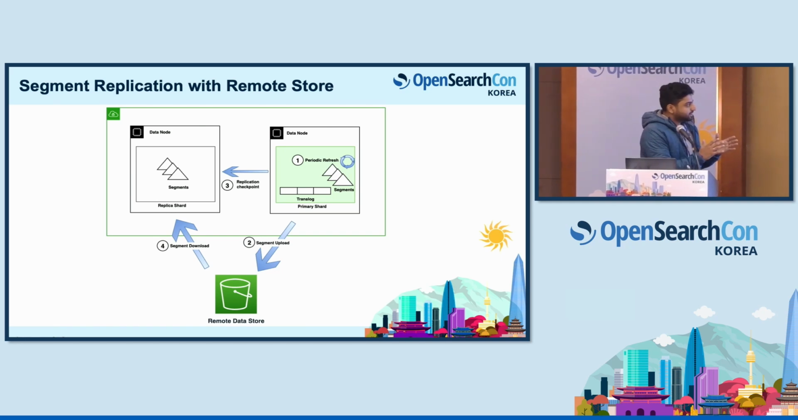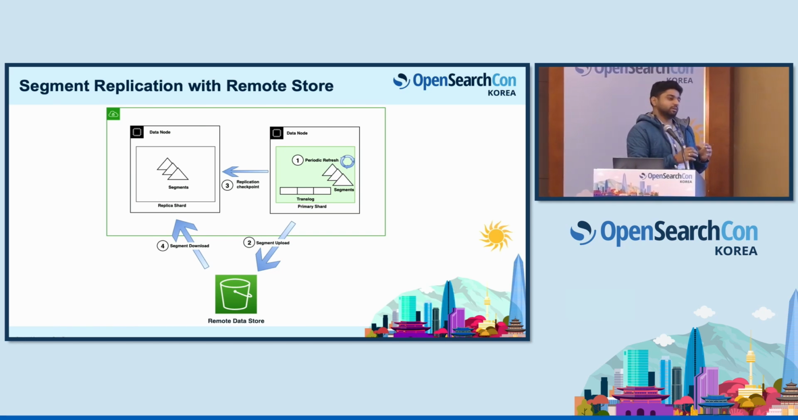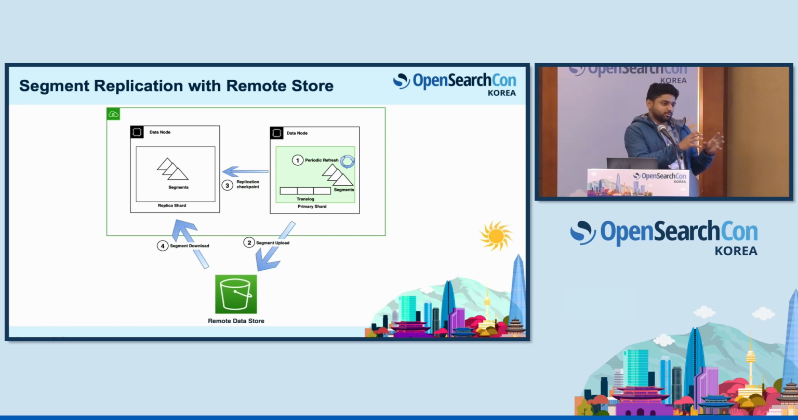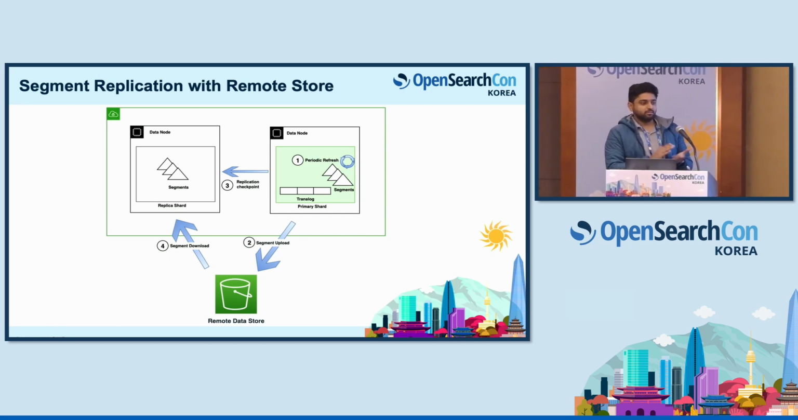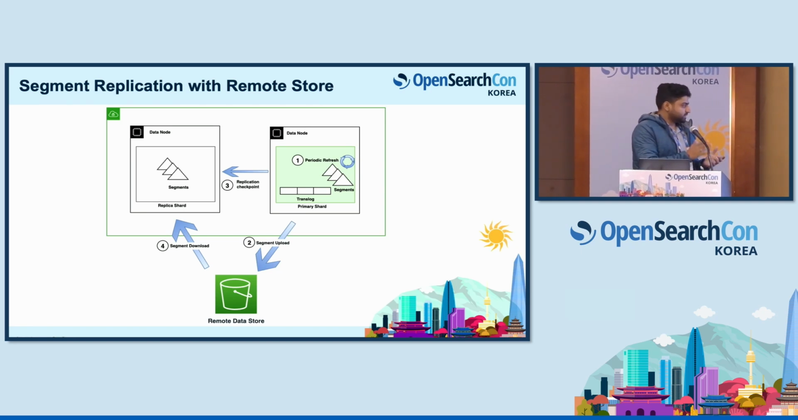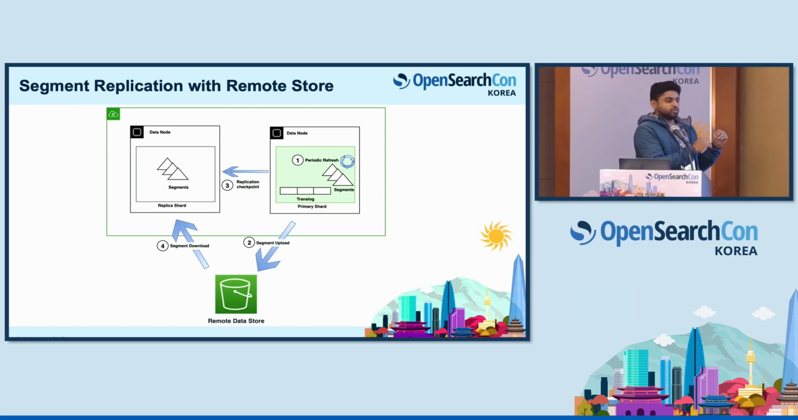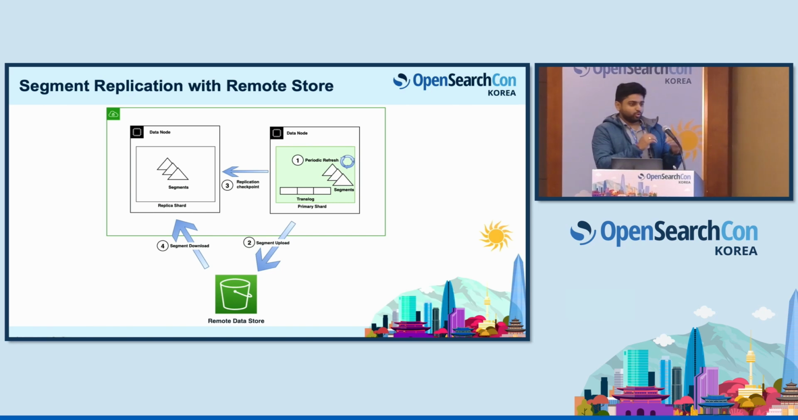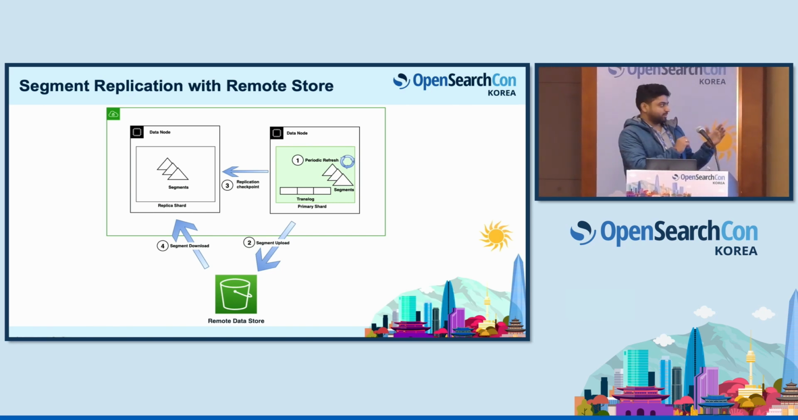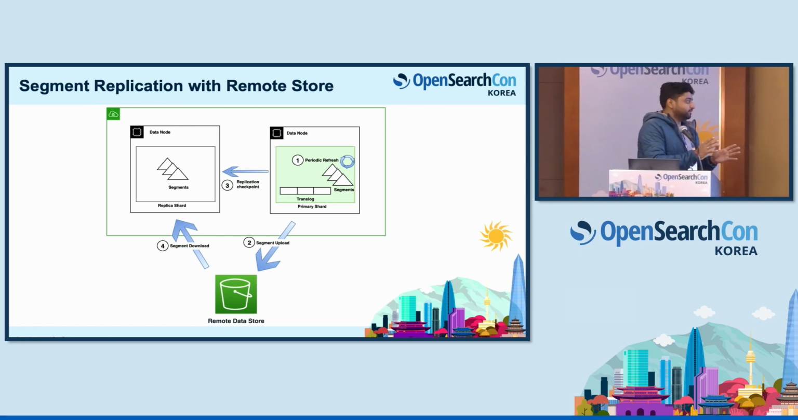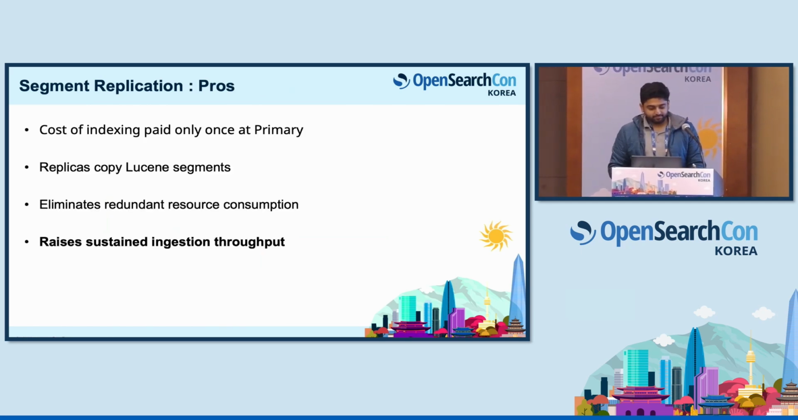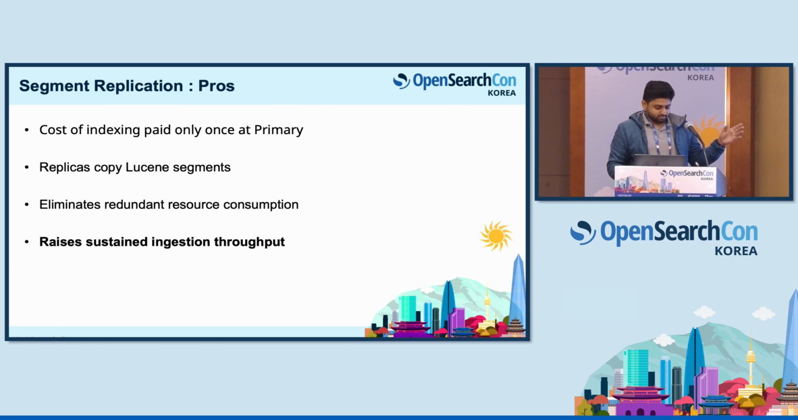What happens here is that the primary receives the indexing request, and it will create all the segments. Those segments will be sent to a remote store. A remote store could be any blob store, like Amazon S3, Google Cloud Storage, anything of your choosing. And replicas will connect to that remote store and download the segments. So there is no node-to-node communication now. Only the replication checkpoint information is sent from the primary to all the replicas, and the download of the actual segments happens from the remote store. Your primary is freed up now. You are not doing any duplicate work. You're only paying once on the primary.